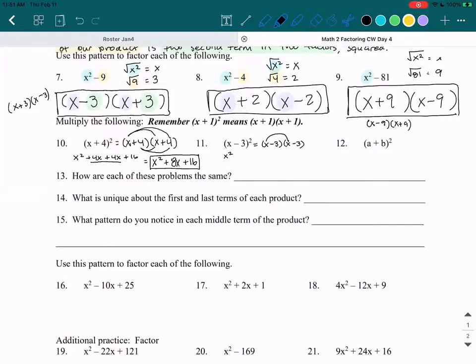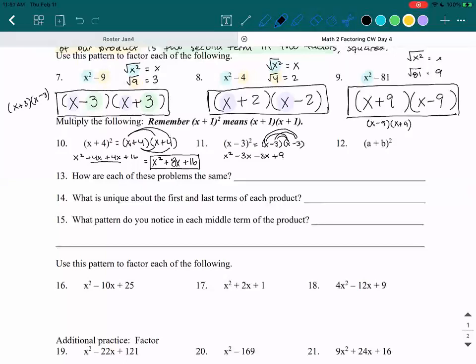The O in FOIL stands for outer. That means the x and the negative 3. So that gives us minus 3x. The I in FOIL stands for inner. So that would be the negative 3 times the x. That's another minus 3x. And then the L in FOIL stands for last. So that's the negative 3 times the negative 3. It's a positive 9. Because remember that a negative times a negative gives us a positive number.